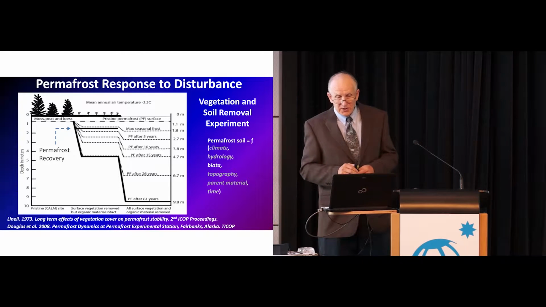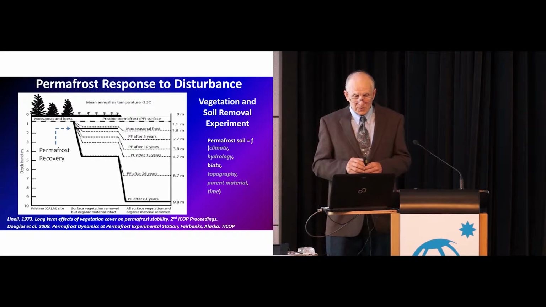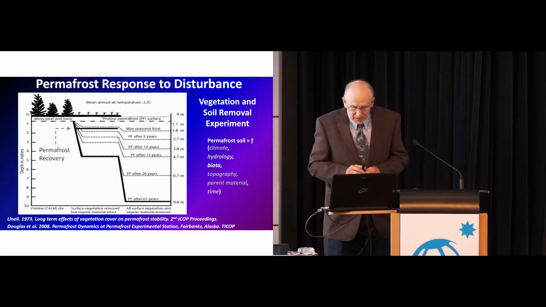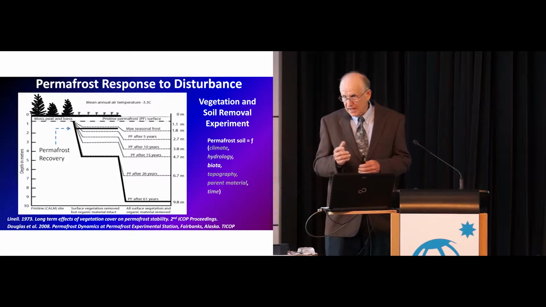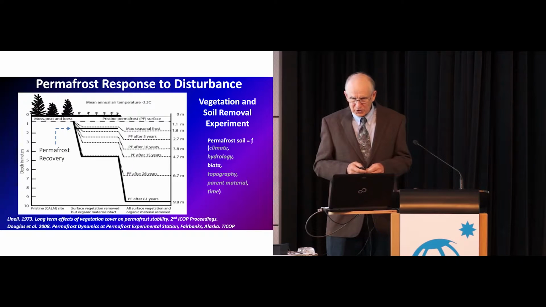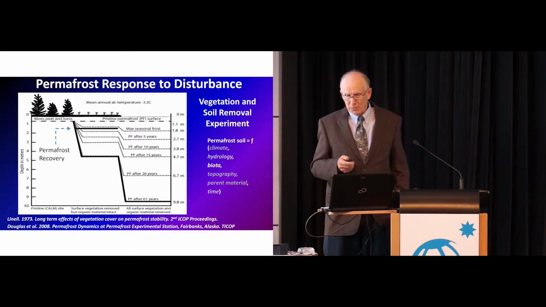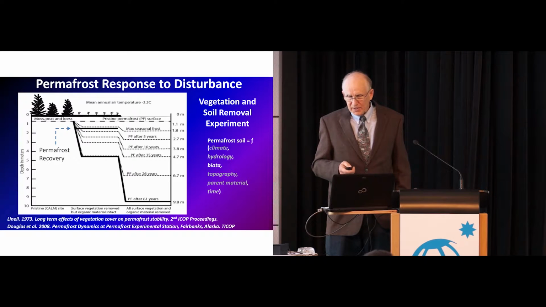So the permafrost response to disturbance, a very nice example of that was the work initially started with Linell, where it did a vegetation and soil removal experiment. And they reported that in 1973, and then Tom Douglas and I and some others revisited this work. There were three conditions. One is undisturbed forest, another just removing the vegetation, and the other with removing the vegetation and soil. And so in this experiment, the permafrost soil was mostly a function of changes in biota over time, where in the other conditions were held constant.